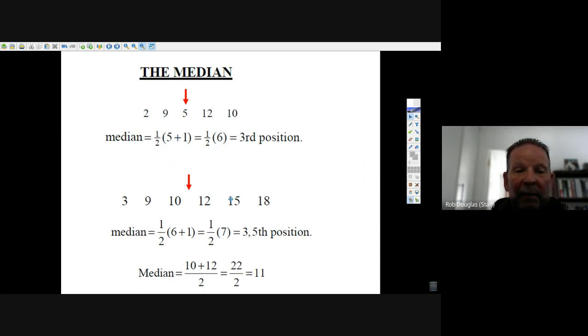But what if you have an even number? Well, there's 6 numbers here. Well, 6 plus 1 divided by 2 is 3.5. So it's in between the third and the fourth. That's where the median is. But there's no number there. We've got to figure it out. And you just do the average. 10 plus 12 divided by 2. That's 11. 11 is right in the middle of this data, and we call it the median.